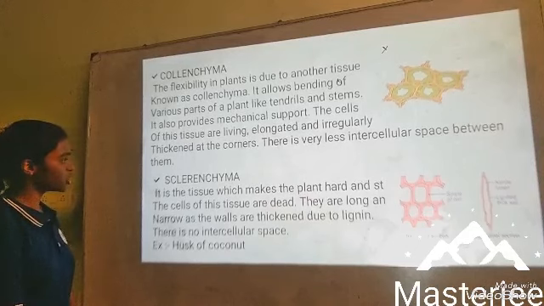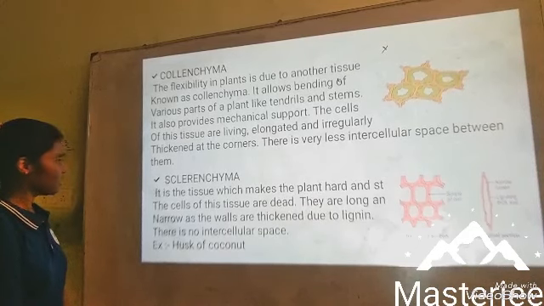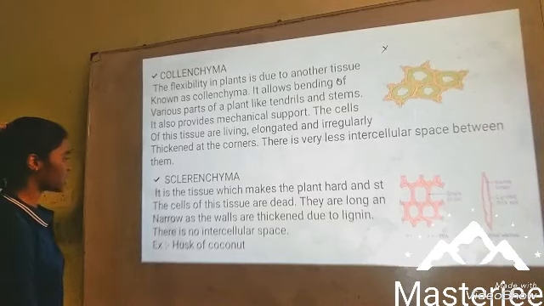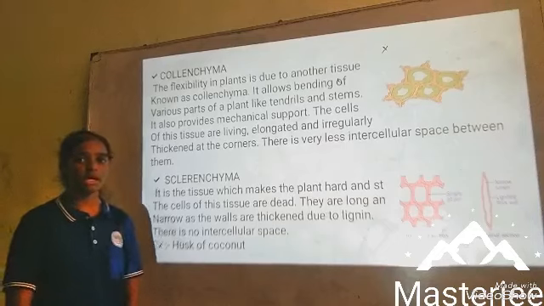Sclerenchyma. It is the tissue which makes the plant hard and stiff. The cells of this tissue are dead. They are long and narrow as the walls are thickened due to lignin. There is no intercellular space. Example, husk of coconut.